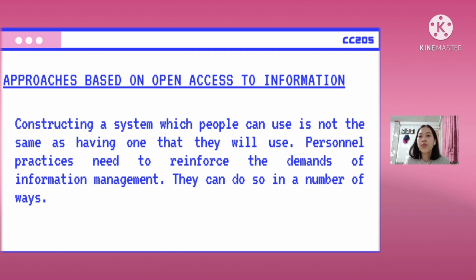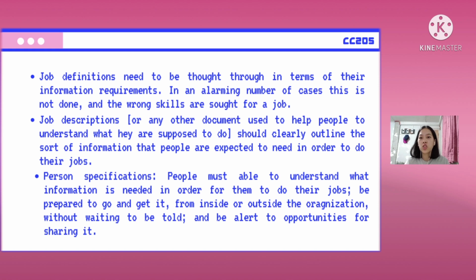Constructing a system which people can use is not the same as having one that they will use. Personal practices need to reinforce the demands of information management. They can do so in a number of ways. Job definitions need to be thought through in terms of their information requirements. In an alarming number of cases, this is not done, and the wrong skills are sought for a job. Job descriptions should clearly outline the sort of information that people are expected to need in order to do their jobs. Specific responsibilities for maintaining and distributing information should be defined.